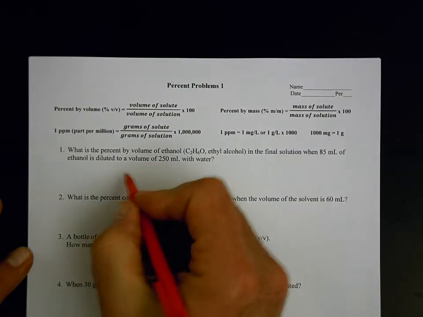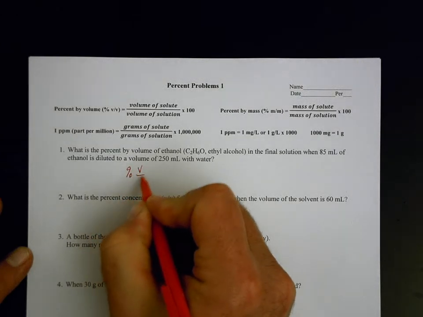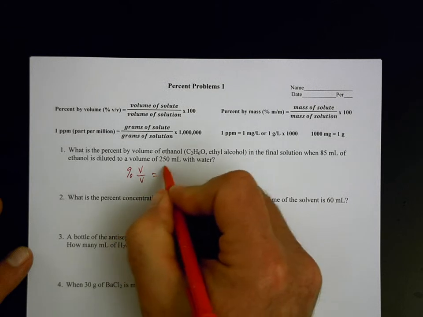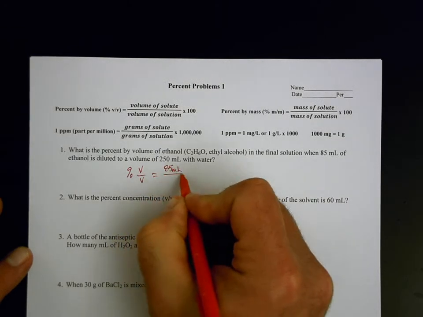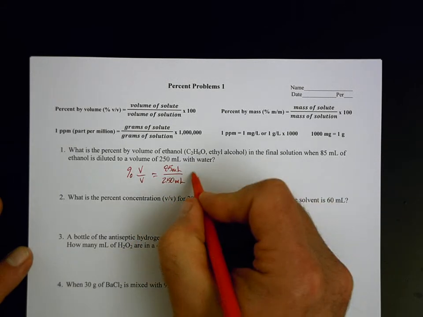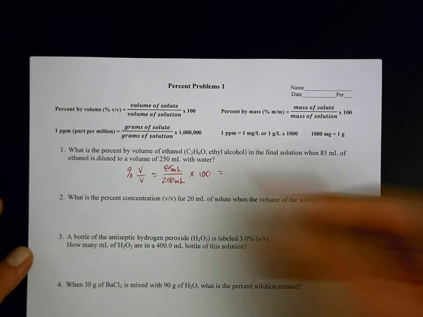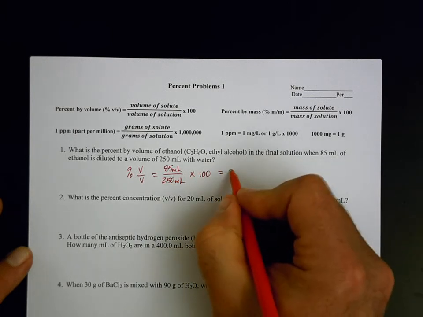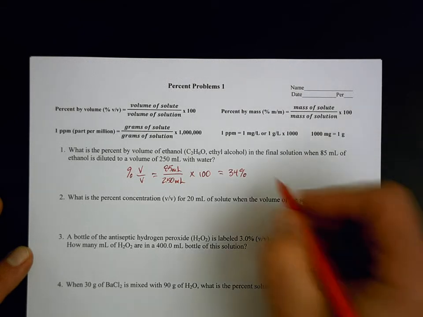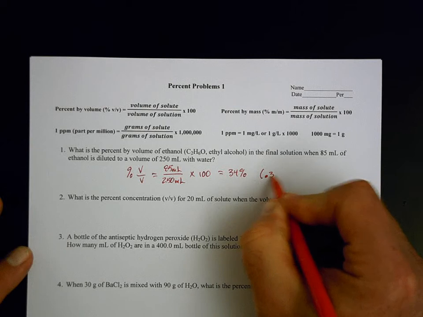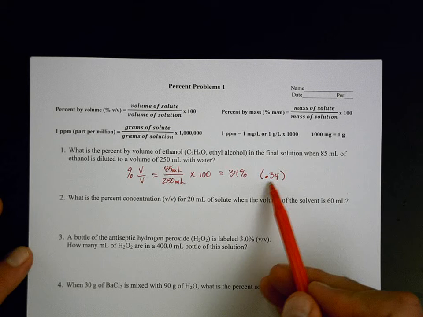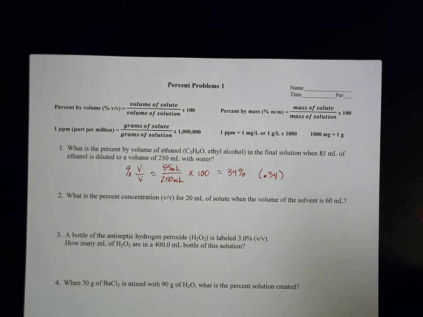So all we have to do for our percent volume over volume basically is it'll be the 85 milliliters divided by the 250 milliliters and then times 100. And this comes out to be 34%. Now, please remember that 34% as a decimal is 0.34. So that times 100 changed the 0.34 into 34, and then we add the percent sign.